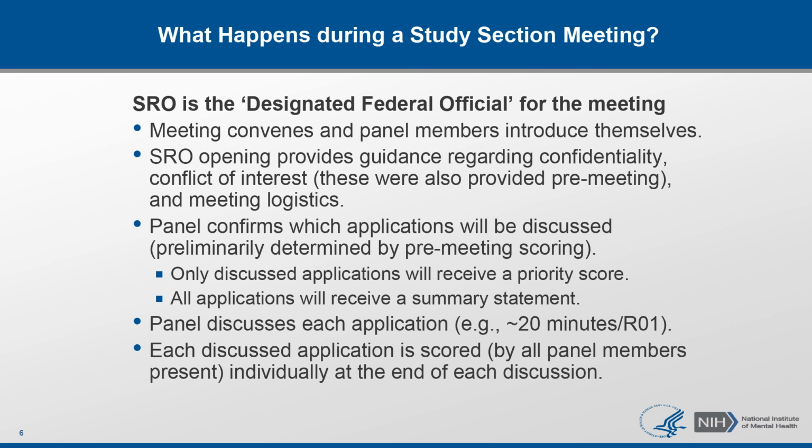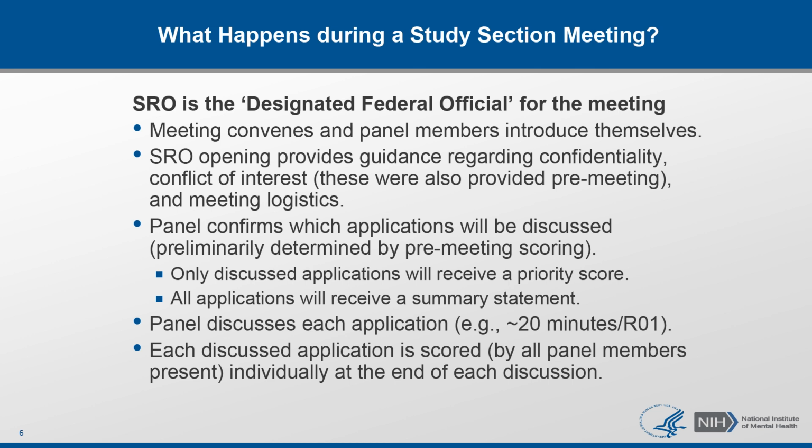The SRO needs to provide guidance at the beginning of the meeting, again, regarding confidentiality and conflict of interest. Those were provided in advance, of course, because it's important that reviewers understand those issues while they're looking at the applications. But the panel is again reminded about these critical aspects of the process.